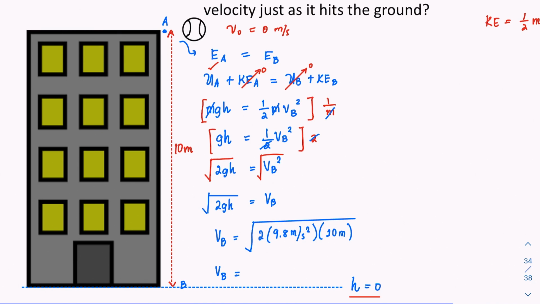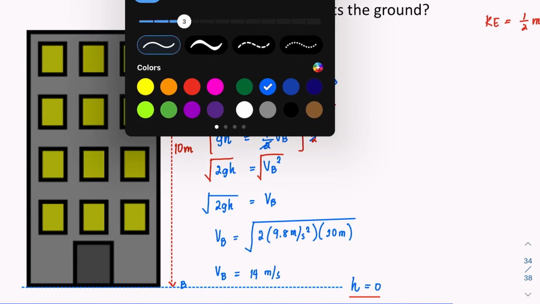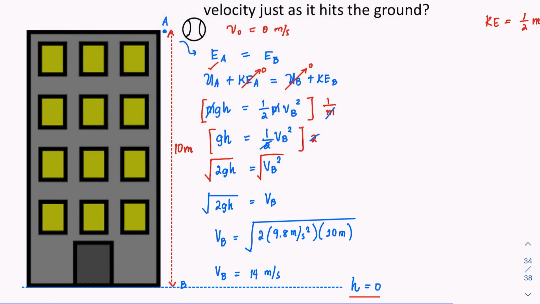Quick calculation: square root of 2 times 9.8 multiplied by 10, square root of 980. That will give you 14 meters per second. If you would like to check the units, they make sense because you have meters times meters, which gives meters squared over second squared, and eventually that will just be meters per second, which is your unit. That is another way of checking whether you're dealing with the correct set of equations or you left something out.